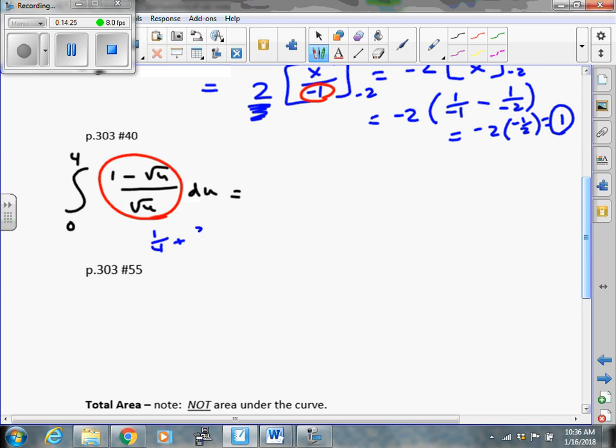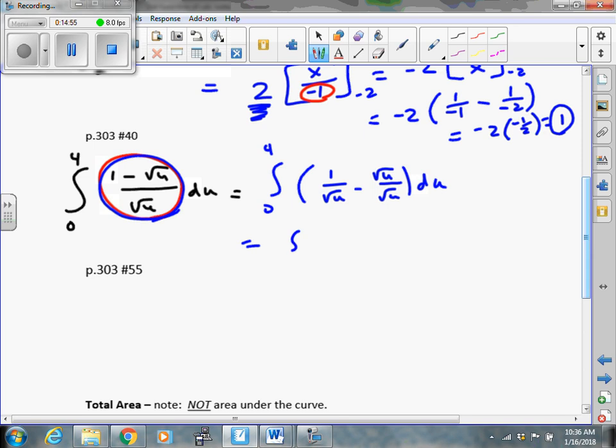1/4 plus 2/4 equals 1 plus 2/4. So what I'm going to do is convert it to 2 separate fractions. I'm going to take this guy and convert it to 2 single fractions. So let's get rid of this here and let's work that out. So I get the integral from 0 to 4 of 1 over square root of u minus square root of u over square root of u du, which equals, now I can separate these integrals if I'd like.